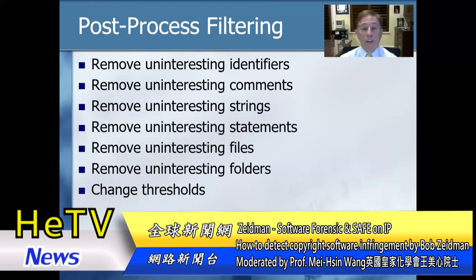CodeSuite has a filtering function that allows you to filter out any identifiers, comments, strings, statements, files, folders that you've already decided are correlated but not due to copying. You can also change various thresholds and do other kinds of sophisticated filtering to remove things from the analysis that you have determined are not due to copying.